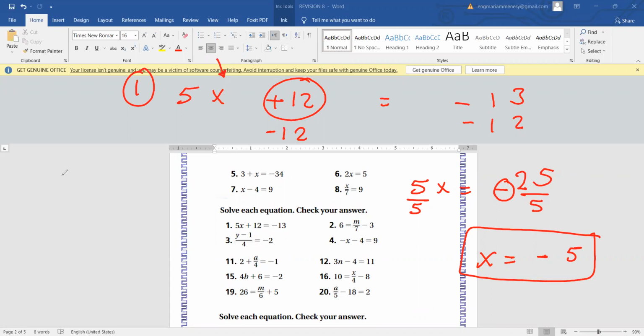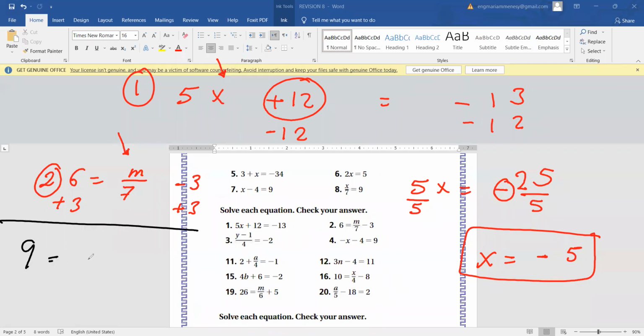Yes. Okay. How can I solve number 2? 6 equals m over 7 minus 3. Where is the variable? The variable is on the right-hand side. First, plus 3 on both sides. Then it will be 9 equals m over 7.